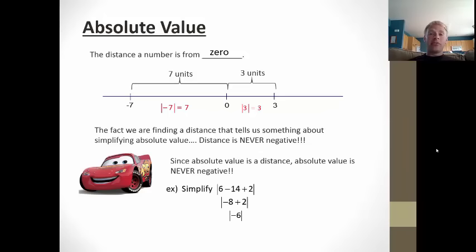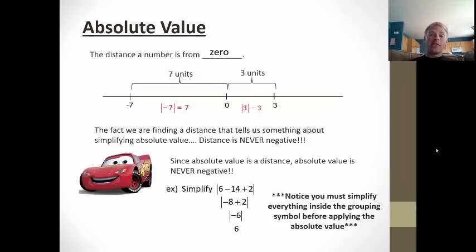Now I'm ready to simplify the absolute value of -6, which is +6, because the distance from 0 to -6 is 6 units. Again, notice, I simplified everything inside the absolute value bars before I used the absolute value operation to find the distance from 0 to -6, and that's going to be important.